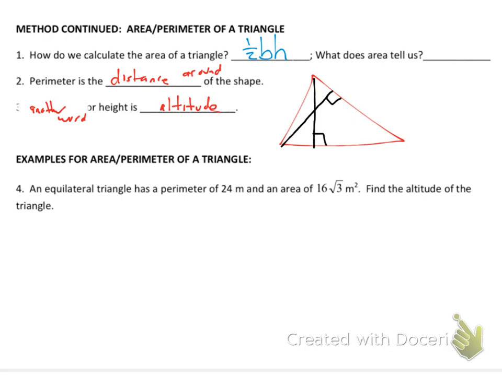Very important. It's nice to know, because as we do more problems, they start to use words like that, and you have to make the assumptions or know that's what they mean. It helps give us more context clues to finish the problem. Like in number 4 there. It's telling you that an equilateral triangle, that means it gives us a particular shape, has a perimeter of 24 meters and an area of 16 square root of 3 meters squared. Find the altitude, aka height of the triangle.